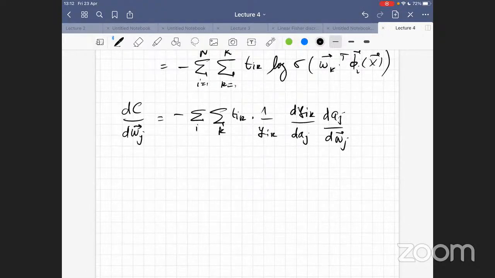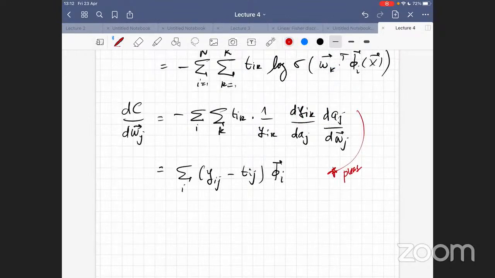And by differentiating y, which is nothing but the sigmoid, I get the following. This is only two lines. I have done nothing special here, but it is important for you to do it.